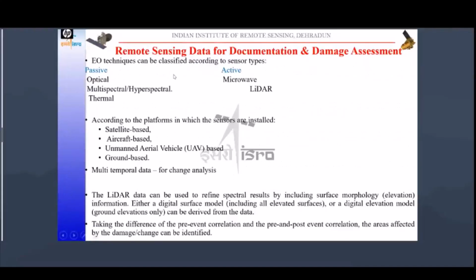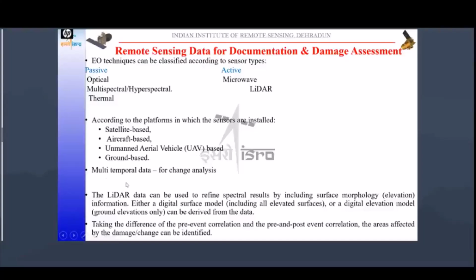The passive sensors give us optical data in optical wavelengths or infrared wavelengths. Data could be multispectral or hyperspectral, could be in the thermal wavelength. The active sensors will give us microwave data, could have laser data, altimetric data. The platforms on which these sensors are installed could be satellite-based, air-based aircraft aerial data, unmanned aerial vehicles, that is UAV-based, or it could be ground-based data.